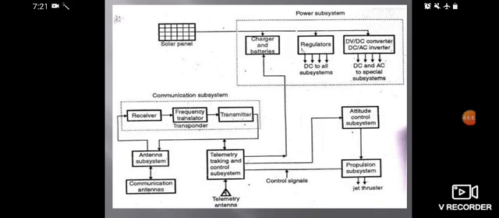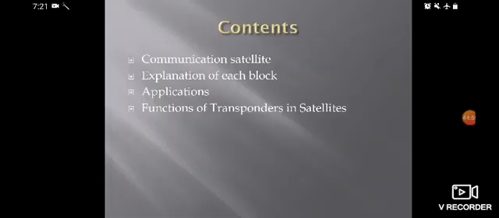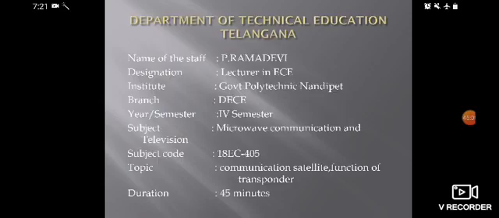Okay, this is about our communication subsystem, communication satellites. In the communication satellites, we have a number of panels. So I have covered what a communication satellite is and what the main blocks involved in it are, and I have explained each block. I have also told about the applications of communication satellites and the functioning of the transponders in our satellites. So thank you for this session.